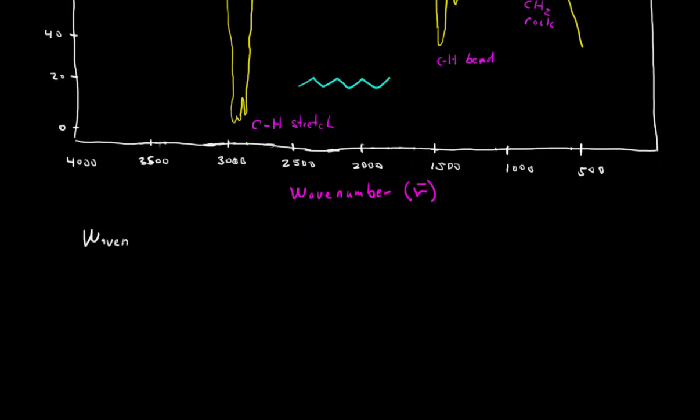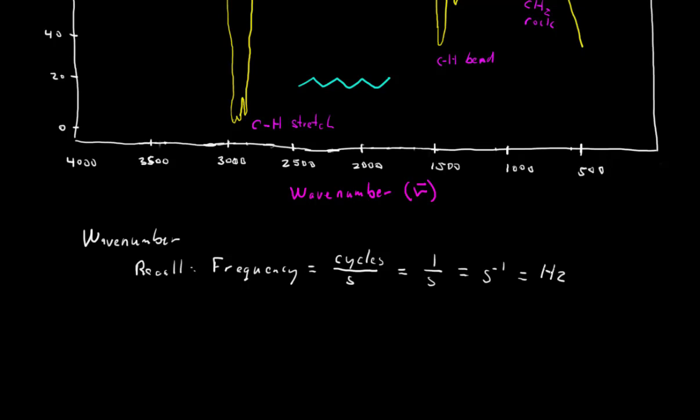So first, wave number. Recall that frequency is defined as cycles per second. So the number of cycles of a wave that pass through a point in 1 second is the frequency. And this is often just simplified to 1 over seconds, or seconds to the minus 1. And that, of course, is equal to hertz. So all of those are simply the same units for frequency.